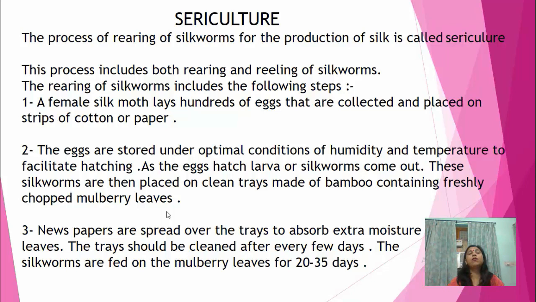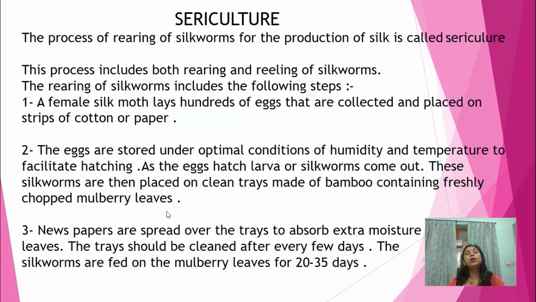So first of all, coming to the rearing of silkworms. The rearing of silkworm includes the following steps. First of all, a female silk moth lays hundreds of eggs. We have learnt in life cycle of silkworm that they are collected and placed on the strips of cotton or paper. सबसे पहले उन eggs को किसके पर रखा जाता है? Strips of cotton or paper.